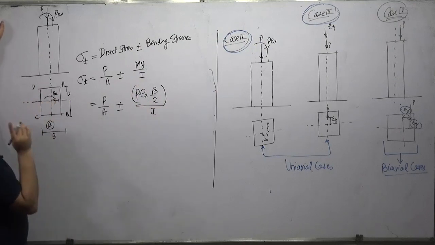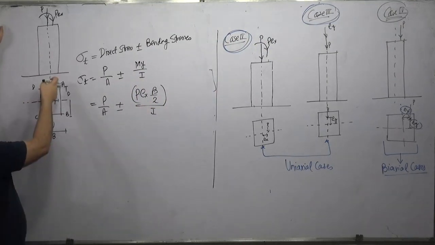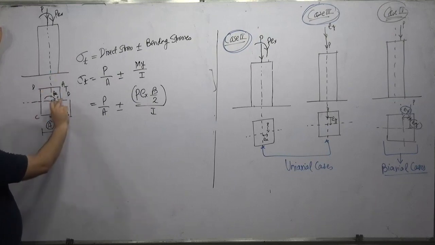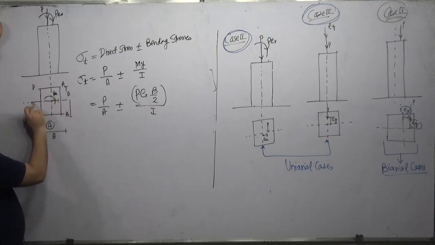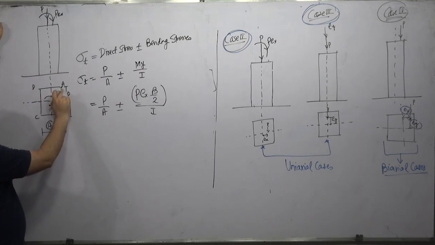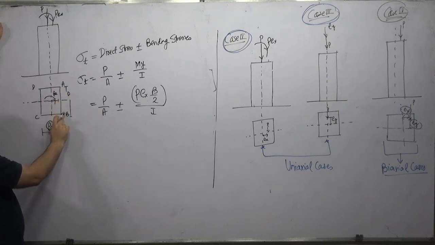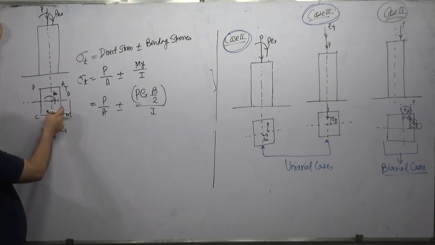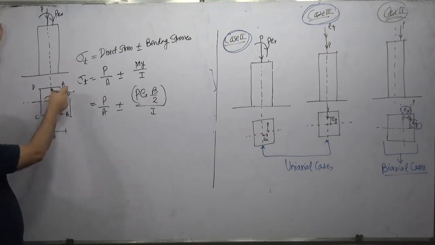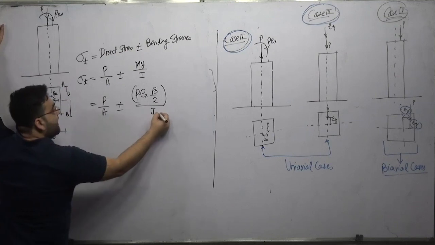Moment of inertia, and it is the moment of inertia with respect to the Y axis, not the X axis. I will take moment of inertia with respect to the X axis if I am measuring the stresses either at this point or at this point. But if I am measuring moment of inertia on this axis or on this axis, that is either on AB or CD, then it will be IYY.